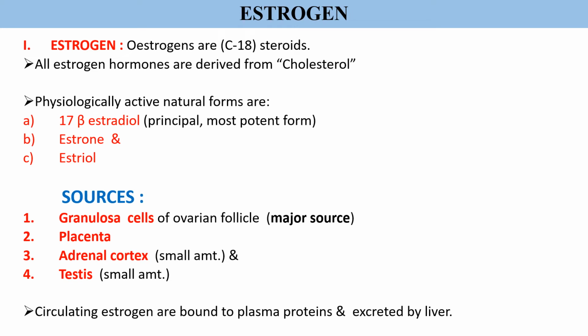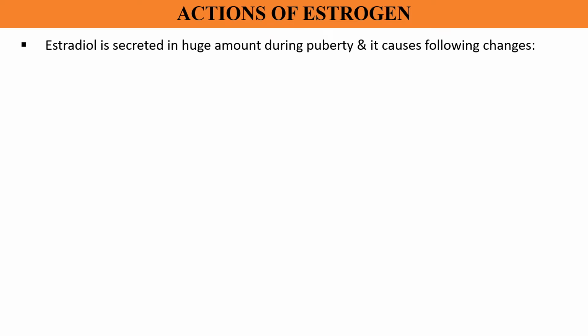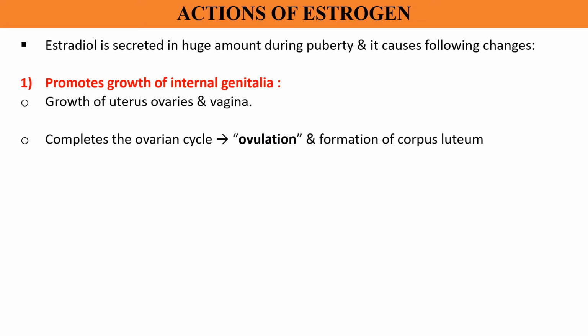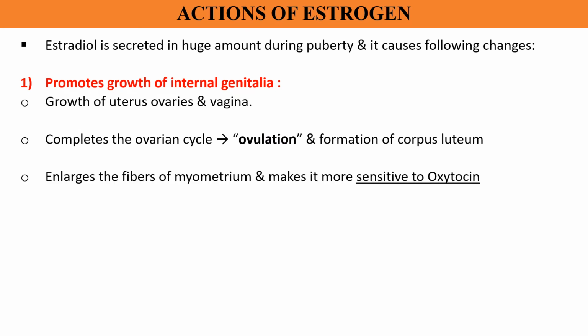In females, the major source of estrogen is the ovarian follicles of the ovary. Other sources are the adrenal cortex in both sexes, and when a female is pregnant, estrogen is also produced by the placenta. Estrogen is secreted in huge amounts during puberty, which causes various changes in a female. Estrogen promotes the growth of internal genitalia in females. It causes the growth of uterus, ovaries and vagina. It completes the ovarian cycle and causes ovulation to occur.